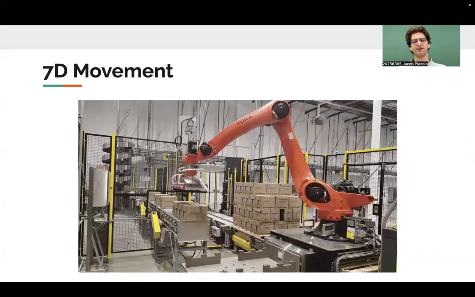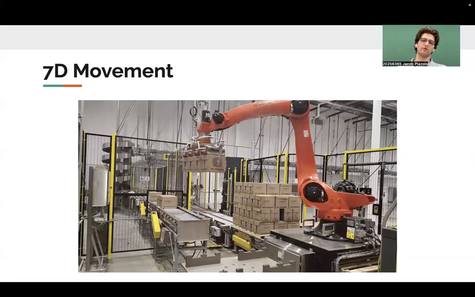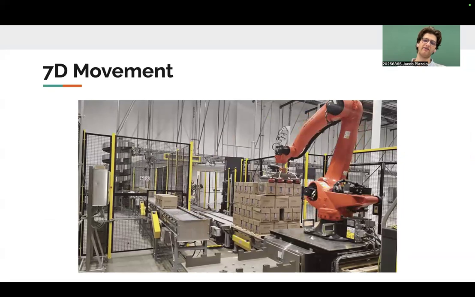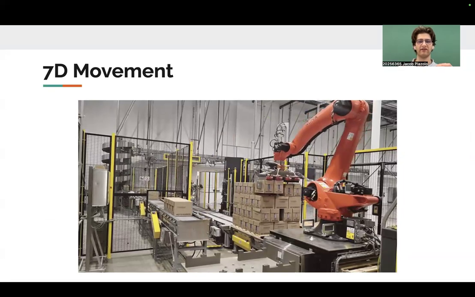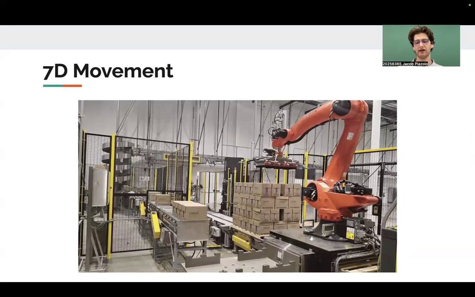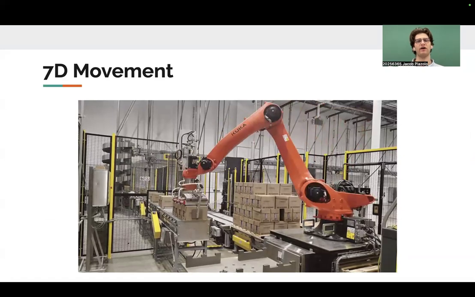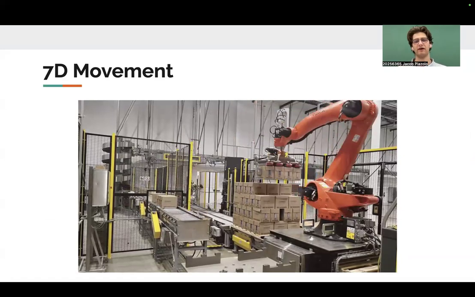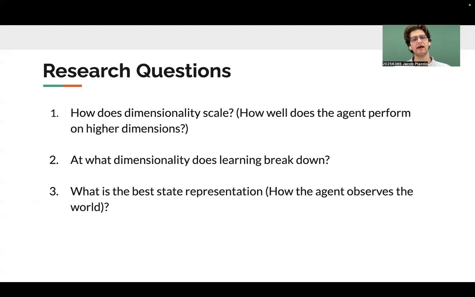Why is it interesting looking at higher dimensions? Well, robots, for example, have 7 dimensions. They have a dimensionality of 7 for movement. And also, you never know where this research leads, as with the example of AlphaTensor.